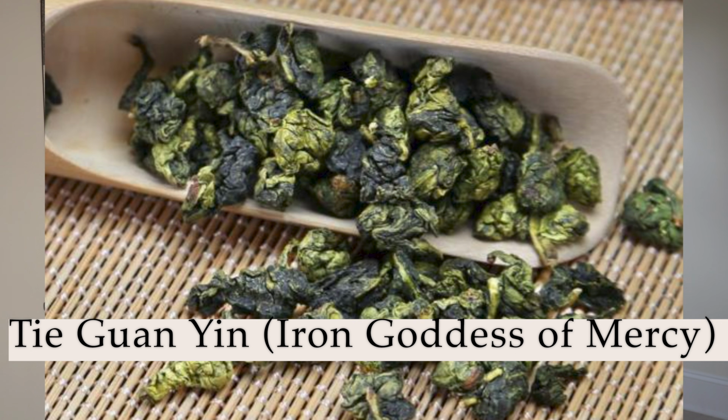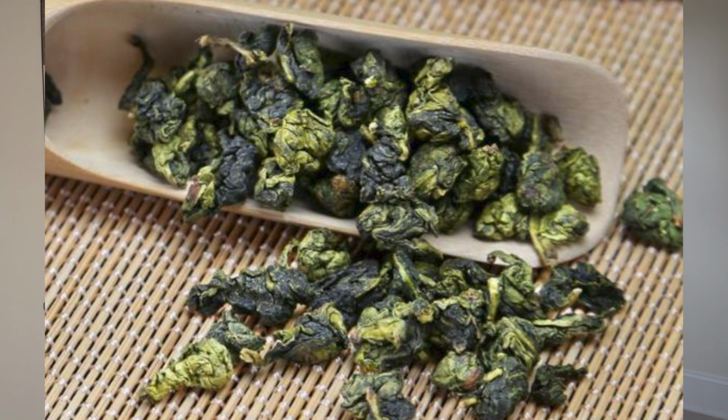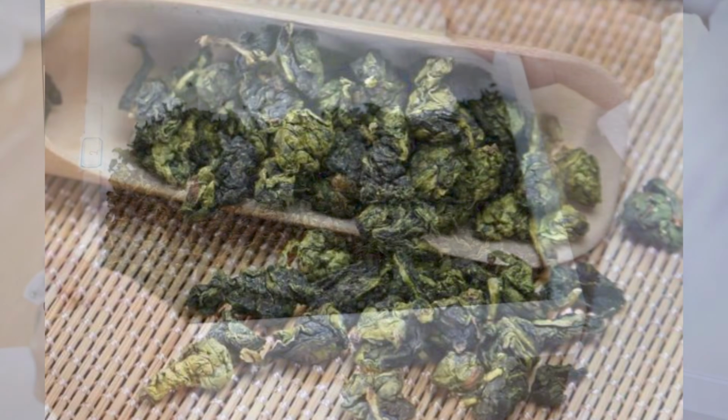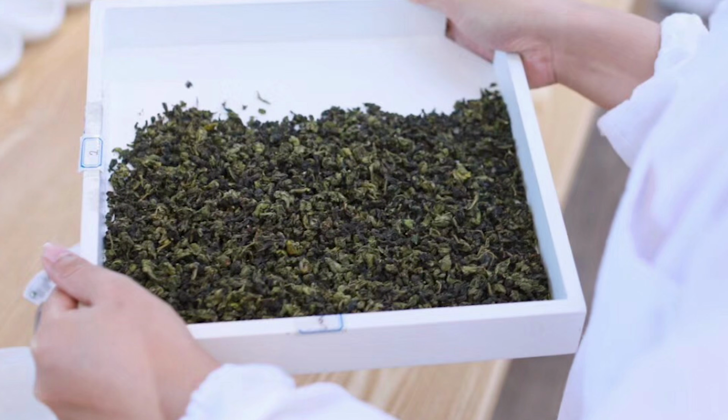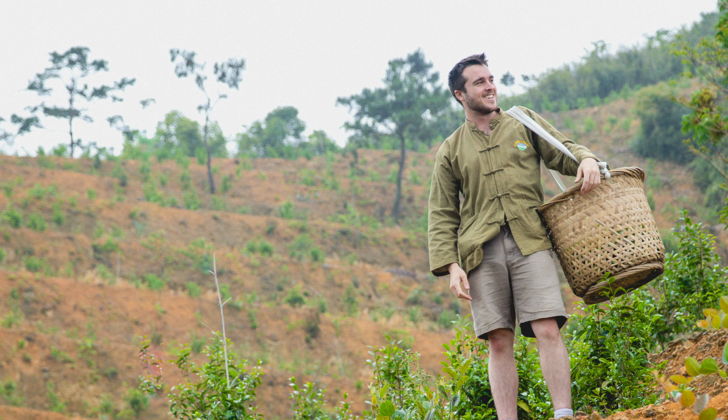Southern Fujian, the most famous is Iron Goddess of Mercy, aka Tieguanyin. So that's a small kind of kernel-shaped, very lightly oxidized oolong tea. That would be worth getting. If you do buy Tieguanyin, buy organic. There have been some issues with pesticide use in that area in the past, so make sure your Tieguanyin is organic. Last but not least of the oolongs, we have my home province of Guangdong, right?